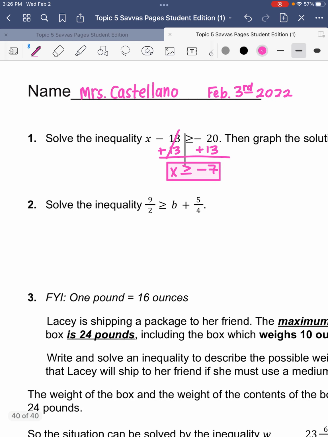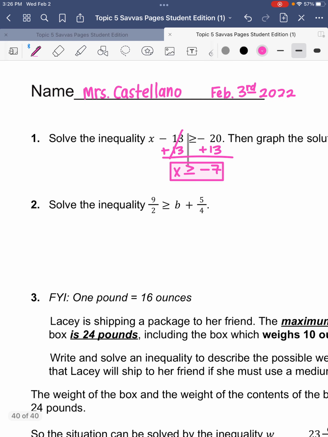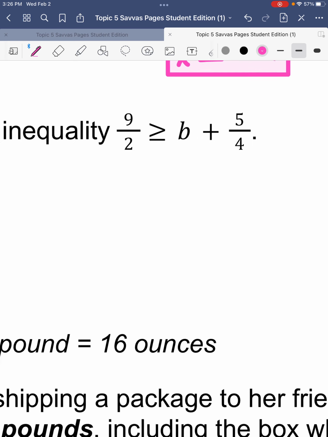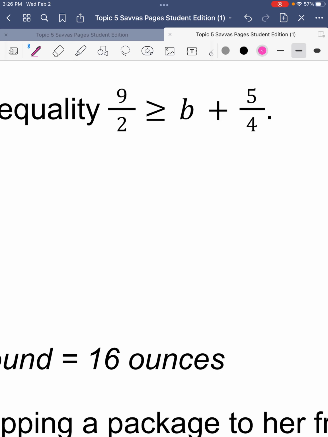Okay, let's look at number 2. Solve the inequality. 9 divided by 2 is greater than or equal to b plus 5 over 4. Okay, so we follow the same steps whether we have integers or rational numbers, in this case fractions. So our goal is still to get that b by itself, and the good news is we don't have to graph. We're just going to solve this inequality. So I'm going to draw a line through my inequality sign, and I'm trying to get this b right here by itself. Now it's connected to a positive 5 over 4.